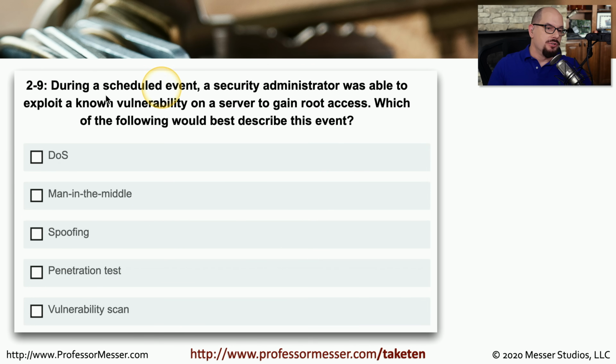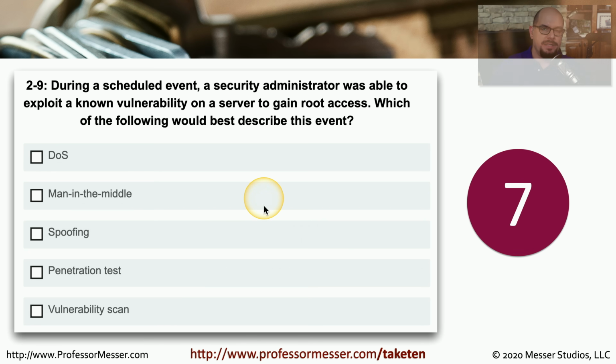Question number 9. During a scheduled event, a security administrator was able to exploit a known vulnerability on a server to gain root access. Which of the following would best describe this event? Is it a DOS, a man-in-the-middle, spoofing, a penetration test, or a vulnerability scan? The answer in 7 seconds.